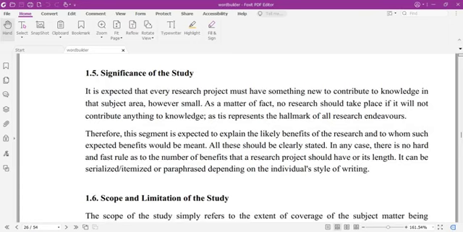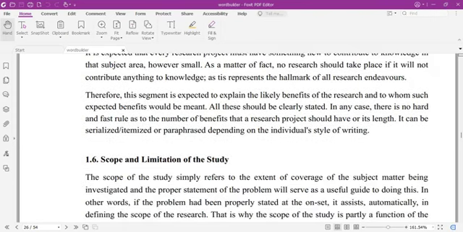As simple as that. If it's exactly the same thing we already know that you're giving to us, or you're giving us even less than what we already know, then it is not a research. What makes it a research is that it has to add to the existing knowledge. Therefore, this segment is expected to explain the likely benefits of the research and to whom such expected benefits would be meant. All these should be clearly stated.